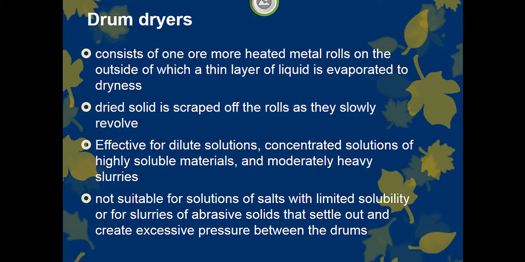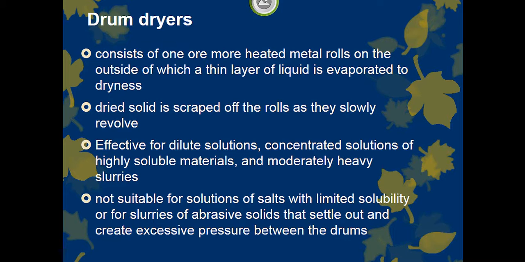Now, these metal rolls, you have to understand, are dipped in a particular basin or support bottom from which the feed is being picked up. It attaches itself on the drum wall, and in the process of attaching itself on the drum wall, a portion of its moisture content is eliminated, as in the case here in which a thin layer of liquid is evaporated to dryness. Now, the dried solid, the one that has clung on the drum already, is scraped off the rolls as they slowly revolve.